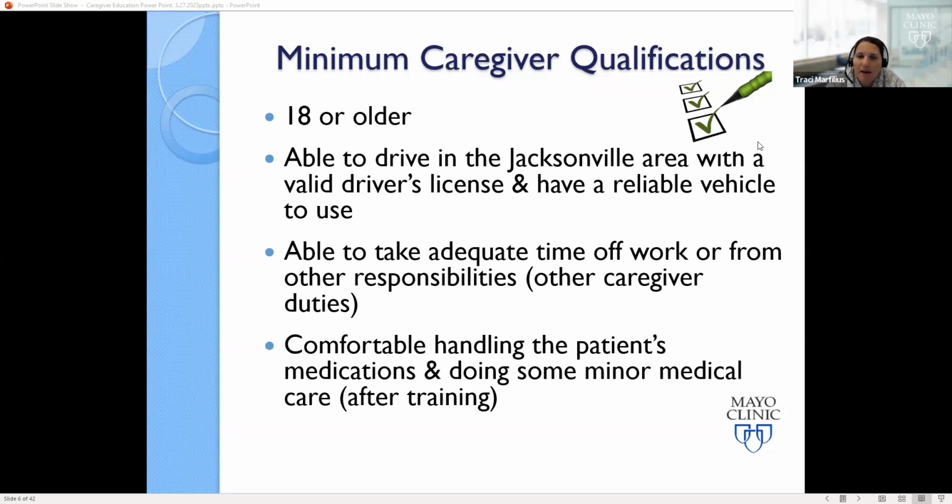And then from other responsibilities, such as like caregiver duties. So if you are a caregiver of minor children, which is anyone under the age of 18, or any other adult, you are not able to caregive for anyone else and be a caregiver for our patients at the same time, because this is like a full-time job. I've never had a caregiver come back at me and tell me, "Hey, Tracy, that was a lot easier than you said it would be."